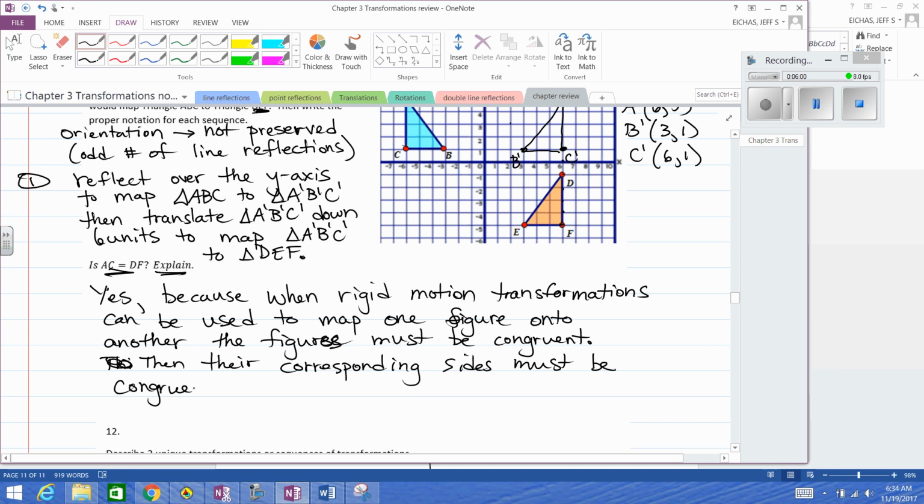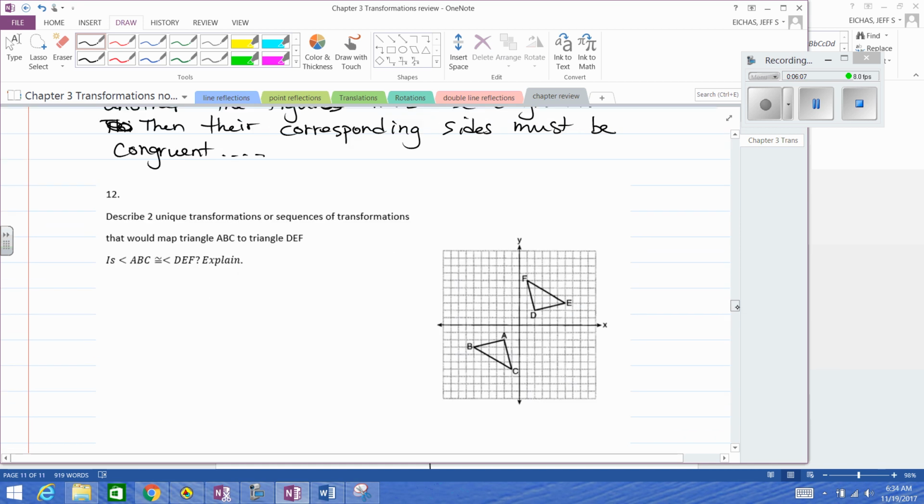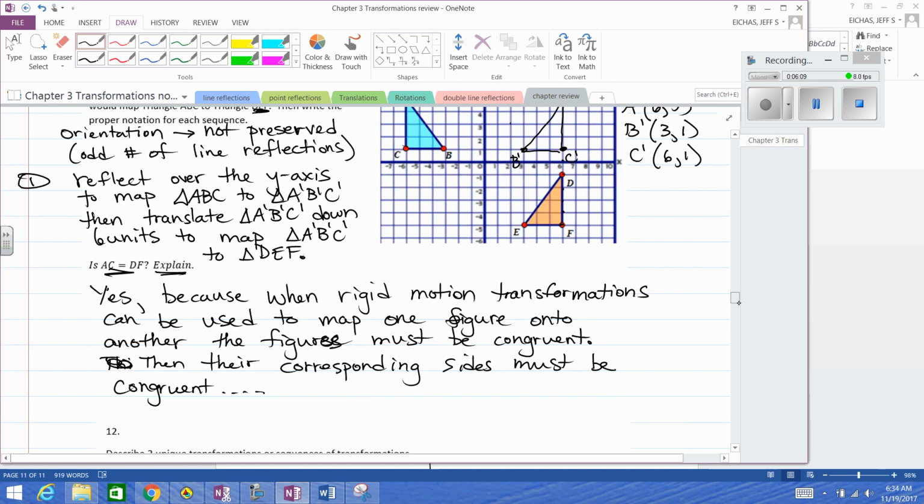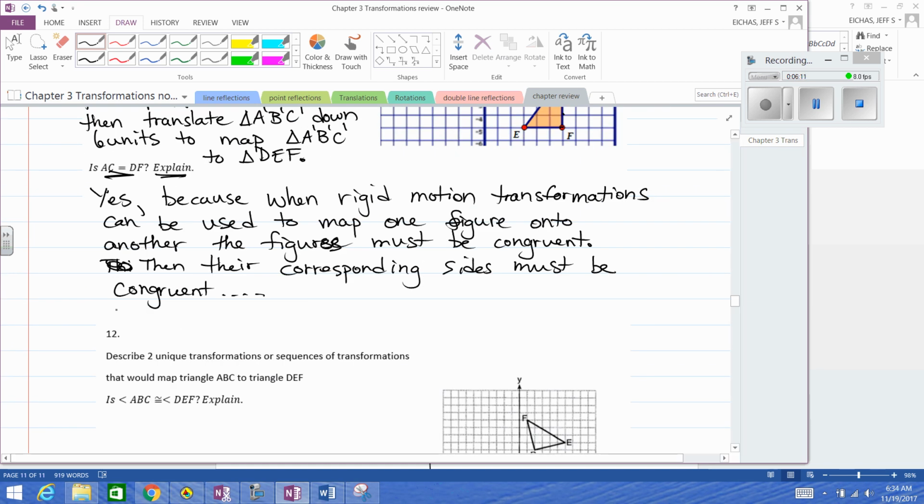Or you could say, here's another way to do this, probably a little more simply. I'm realizing it might be an easier way. You could say translations and line reflections. So we could use the terms we've already been over. They preserve length.